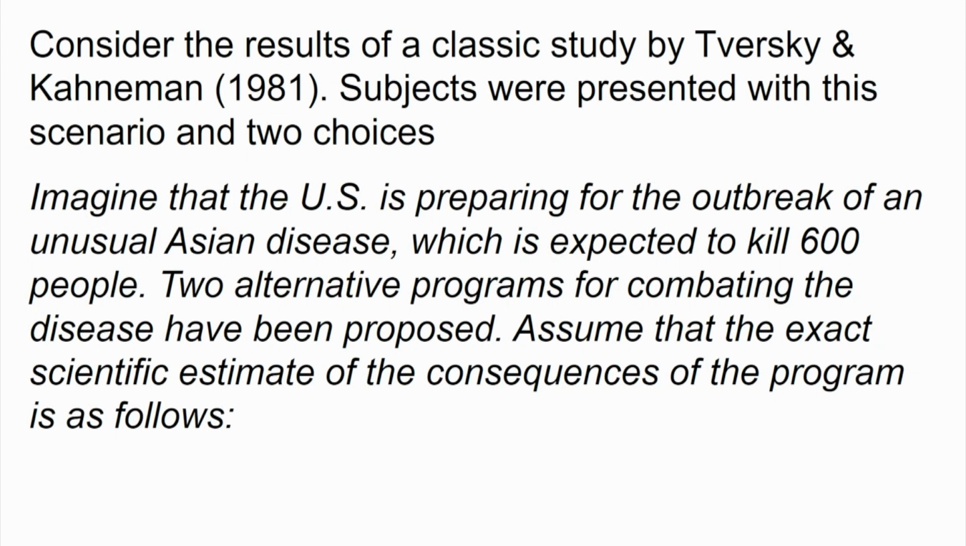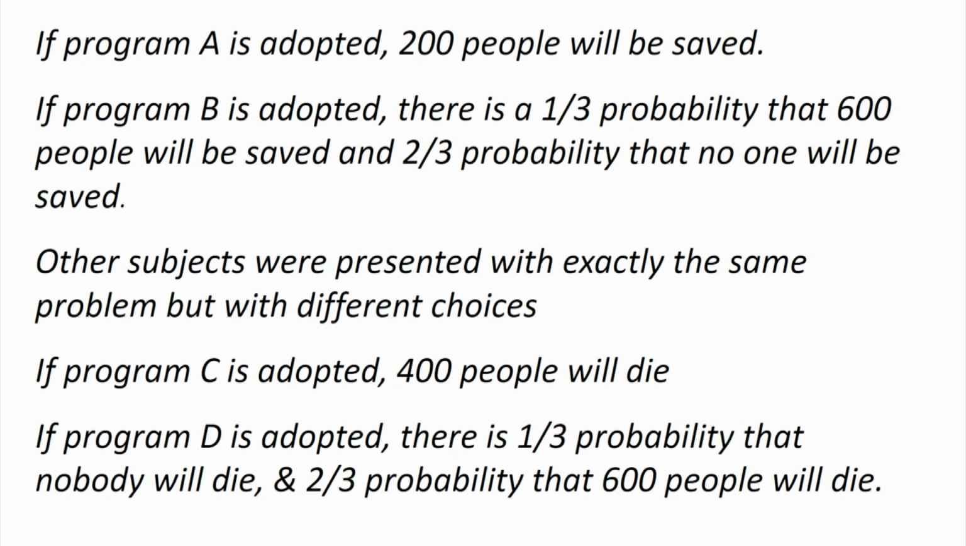Now, assume that the exact scientific estimate of the consequences of the programs is as follows. There are two options to look at, and you have to choose which option you would like to go with. If you adopt program A, 200 people will be saved. If program B is adopted, there is a 1/3 probability that 600 people will be saved and a 2/3 probability that no one will be saved. This is one thing to be looked at.